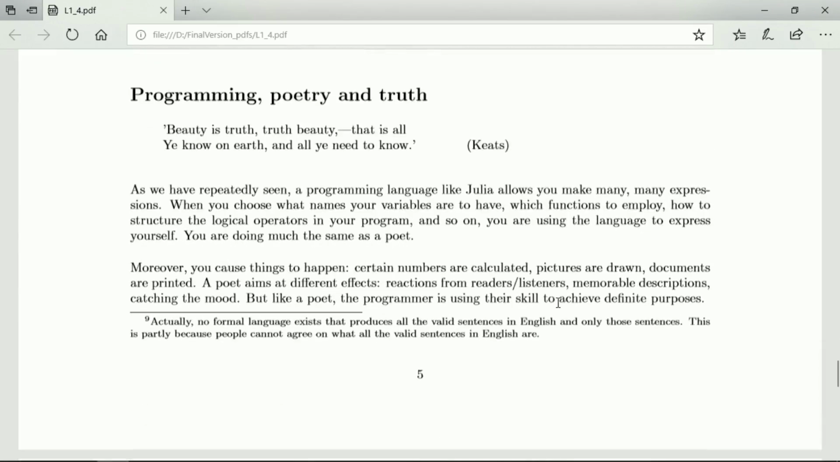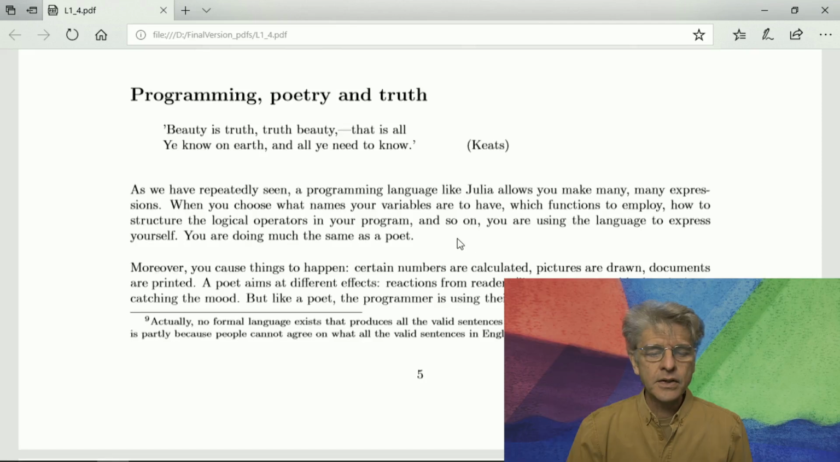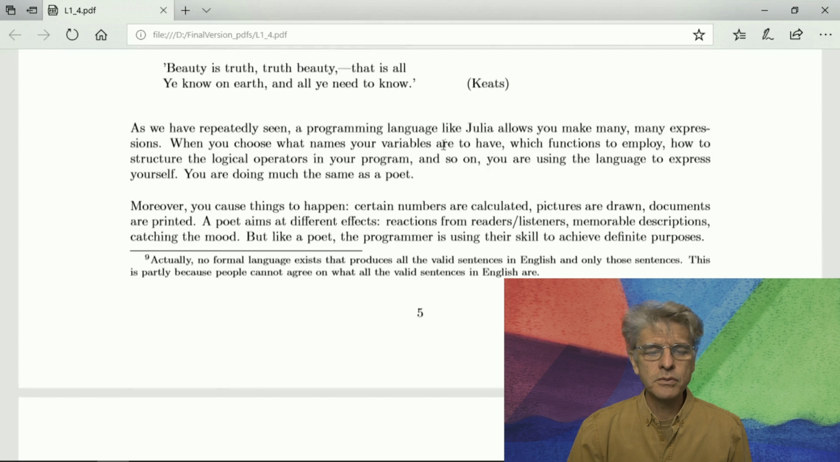So finally, let's go on to programming, poetry, and truth. Beauty is truth, truth, beauty. That is all you know on earth and all you need to know. Famous lines from a romantic poet in the 19th century. So Julia allows you to make very, very many expressions. You can choose your own names for variables. You can write your own functions. You can choose when to employ them. You can structure the logical operators in your program. And you are expressing yourself when you do that.